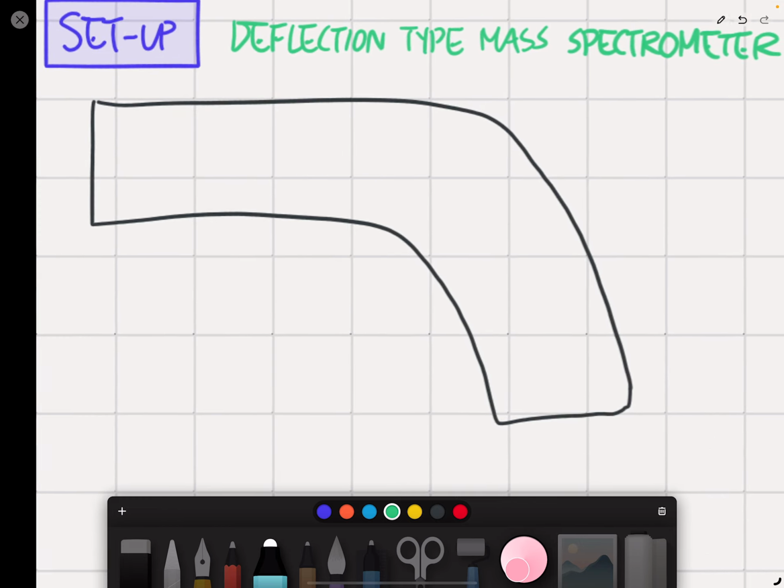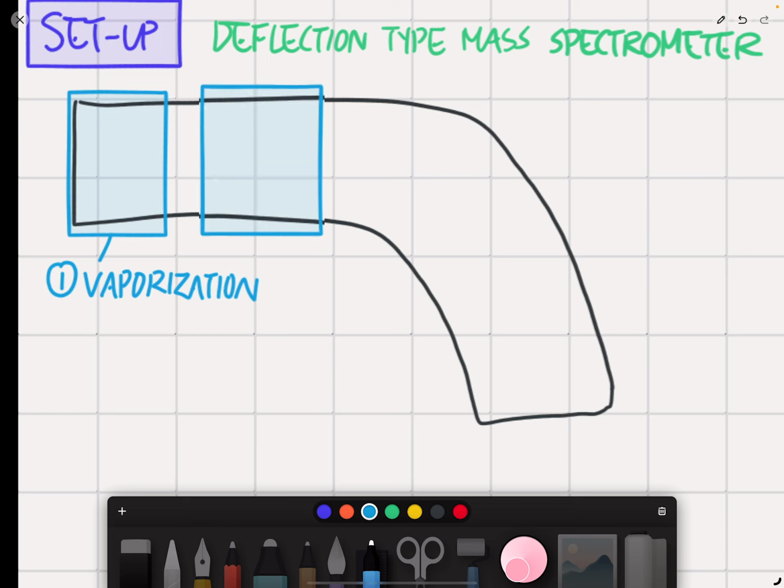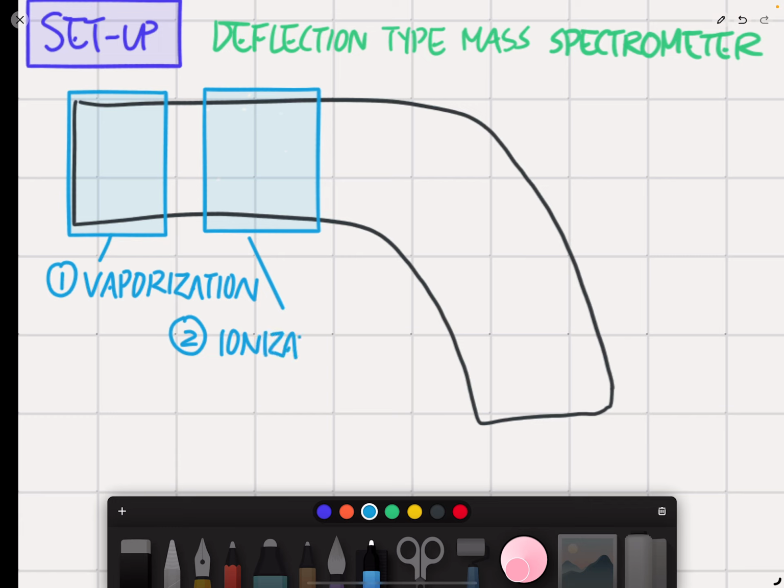The different parts of the mass spectrometer are, number 1, the vaporization chamber, which, as the name suggests, vaporizes the sample. Then we have the ionization chamber, which ionizes the sample into positively charged ions. Actually, before the deflection chamber, we have the acceleration chamber, which accelerates ions to high kinetic energy.